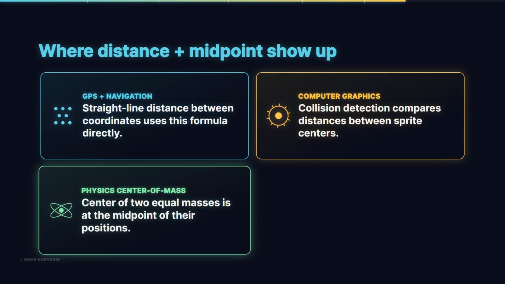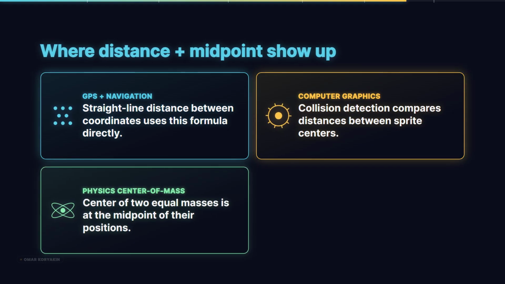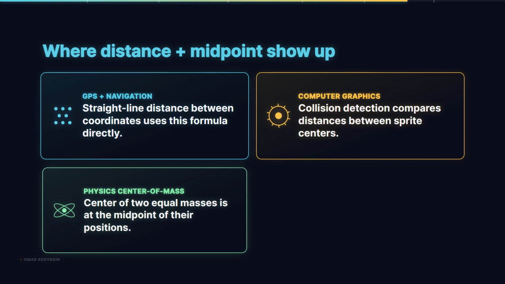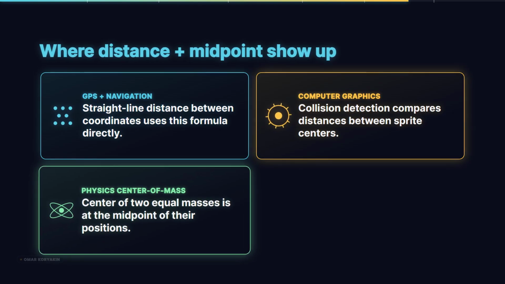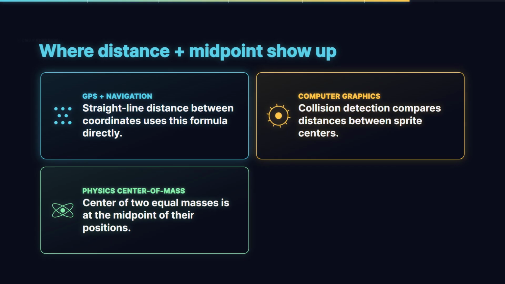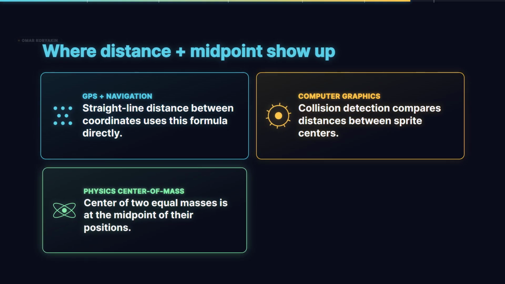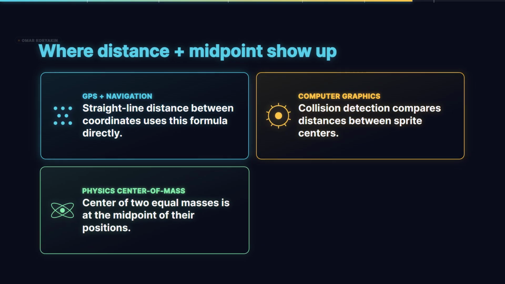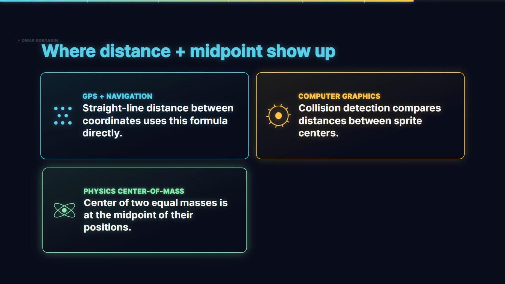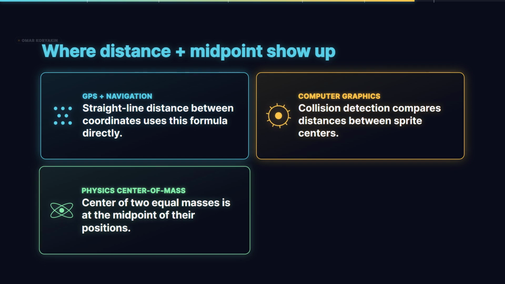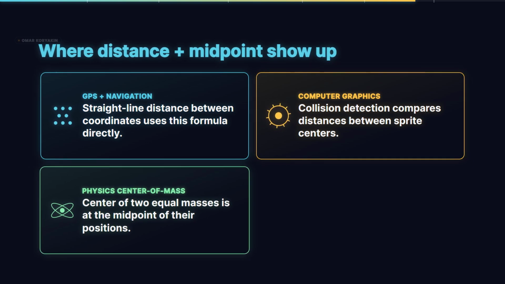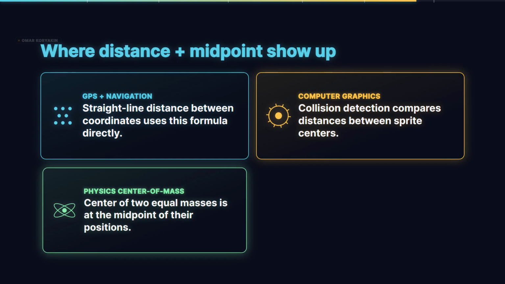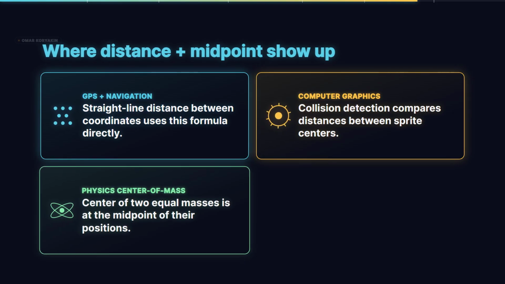In physics, the center of mass of two equal mass particles sits at the midpoint of their positions, computed using exactly the midpoint formula from today. For unequal masses, the center of mass shifts toward the heavier particle, but is still computed as a weighted average of positions. The center of mass concept is foundational to mechanics, structural engineering, robotics, and many other fields.